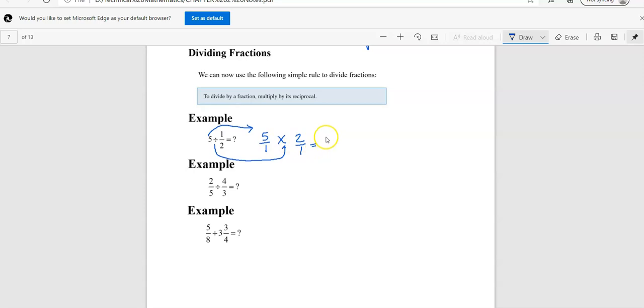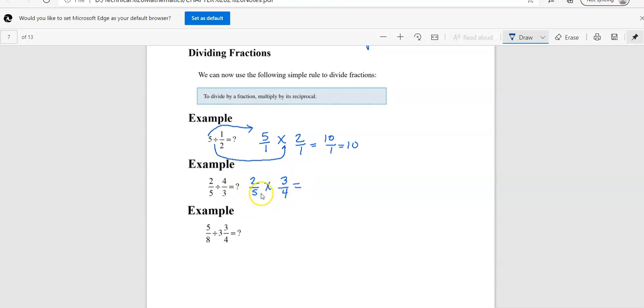5 times 2 is 10, and 10 divided by 1 is just 10. Okay, so if we want to do this one, we're going to start out with 2/5. You don't do anything to the first fraction. You take the division sign and turn it into a multiplication sign, and then you take the 4/3 and write down its reciprocal, so we're going to flip that.